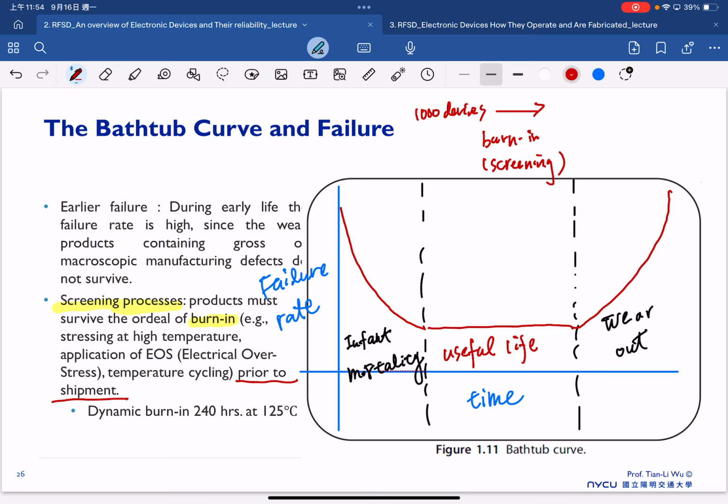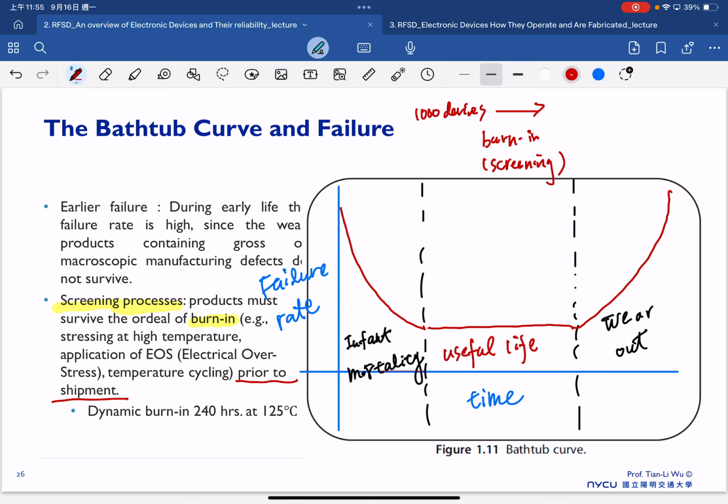So screening, if you talk about the English word, has a lot of different meanings. But the screening here is mainly related to filtering. Try to remove some bad devices, try to remove devices that can exhibit the early failure. In Mandarin, the screening process here is what we usually consider like a selection. So the purpose is to filter out the weak devices that have the early failure.